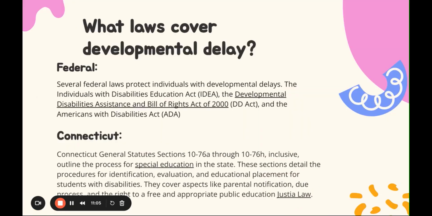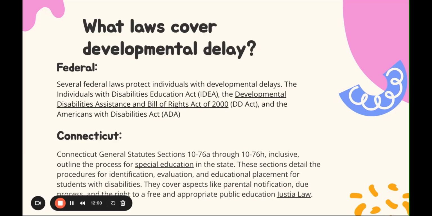The laws that cover developmental delay. There are several federal laws that protect individuals with developmental delays, such as the Developmental Disabilities Assistance and Bill of Rights Act of 2000, aka the DD Act, and the ADA. This law supports programs that help people with developmental disabilities live independently, be included in their communities and schools, and have access to services. It also ensures their rights are protected and that they can participate in decisions affecting their life.